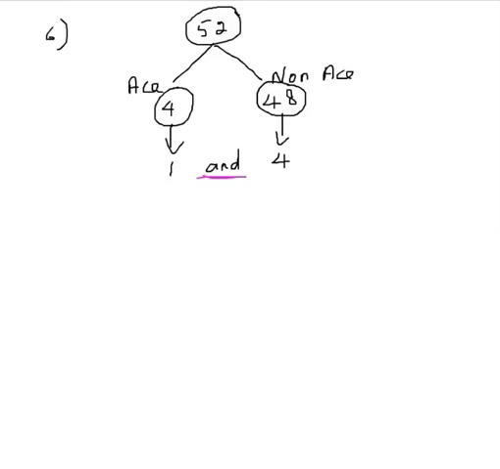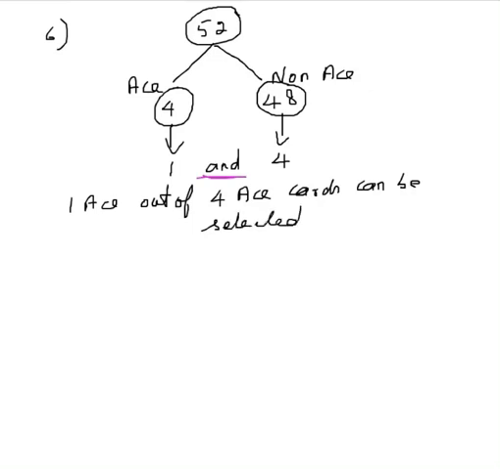So we need one ace card and 4 non-ace cards. One ace card out of 4 ace cards can be selected in 4C1 ways. Since the question is talking about ace cards, we have grouped the whole pack as ace and non-ace.